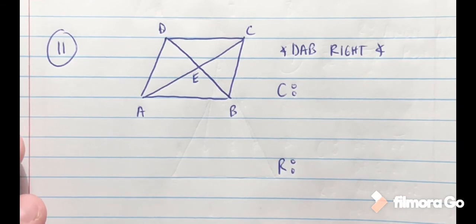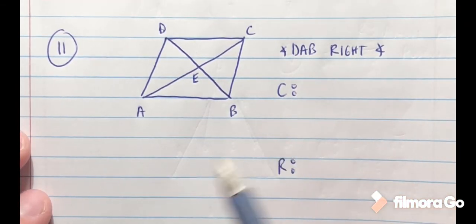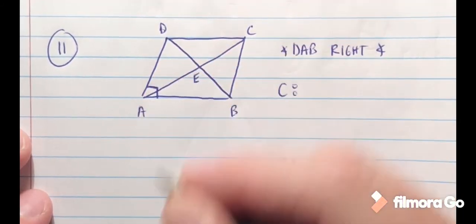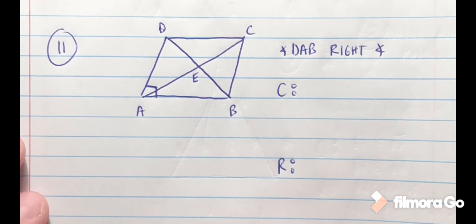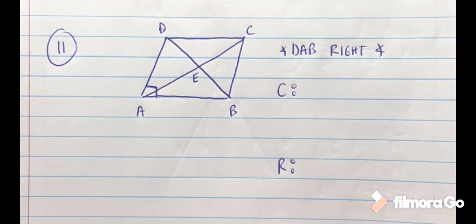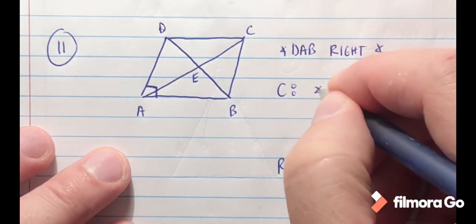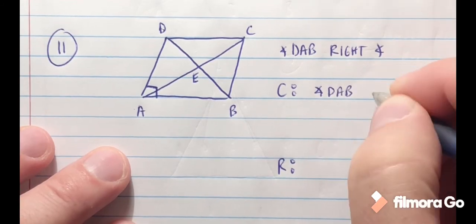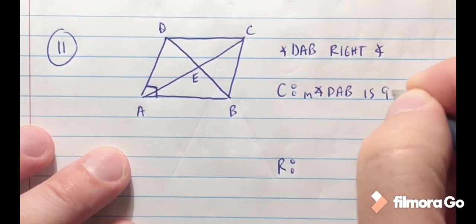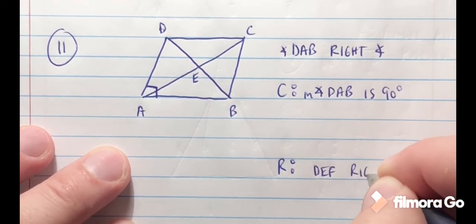Okay, for number 11, that'll give us that angle DAB is a right angle, so DAB. So that means that we can put a little box down here in the left corner. I know it doesn't really look like a right angle, but because they give us that, we can state that. Now, a couple things we could say. We can say here that the measure of angle DAB is 90 degrees, and that would be the definition of a right angle.